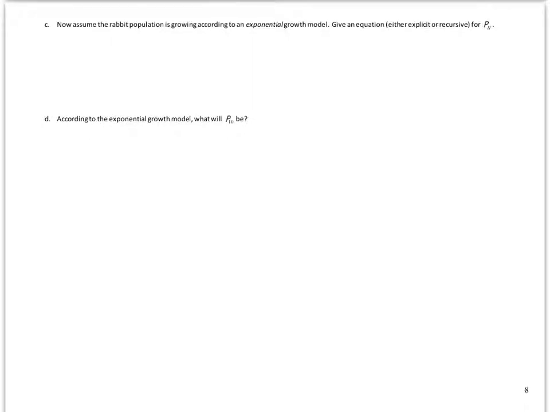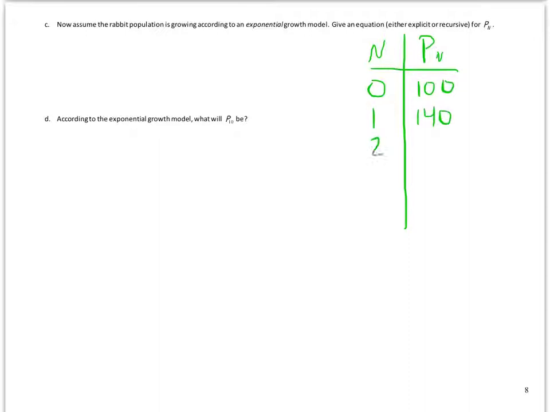In this scenario, I have the same initial information as I did in the previous one. So if I make my little table, I have n and P sub n. In year 0, there are 100 rabbits, and in year 1, there are 140 rabbits, and I want to come up with a few more years and a formula. But this time, they tell me that the population is growing according to an exponential growth model, which means that you multiply by the same thing to get from year to year.